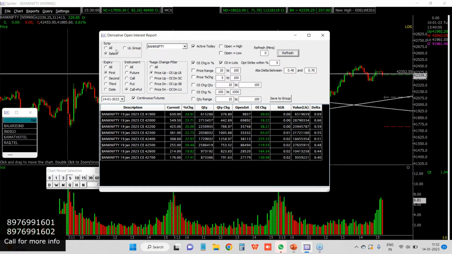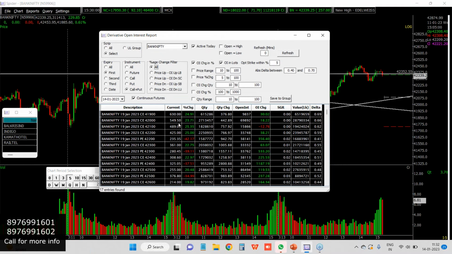But I would prefer that if you're going for Bank Nifty, only check the data for Bank Nifty. You should always be focused on one thing at a time. Then you have to always click on active today, so that only the strike prices which are active today are shown over here. Then first expiry. We should always go for both call and put to get the overall data of the market. Now first I'll keep the filtration as all.